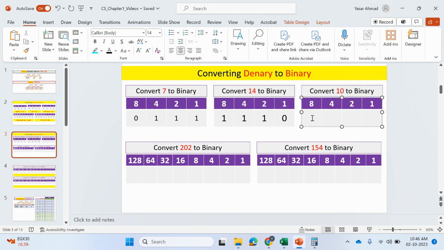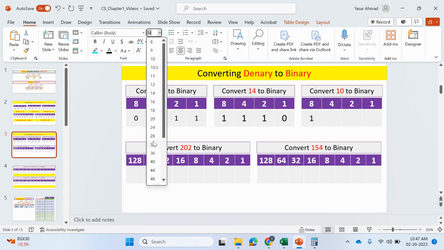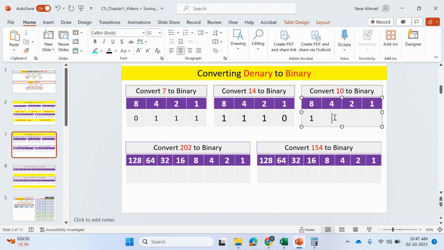So 8 goes into 10. We've got 2 left. Just change the size again. 4 is greater than 2, so we have to put a 0 here. 2 goes into 2. We have nothing left and then 0. So we've converted these binary values into a 4-bit binary register.